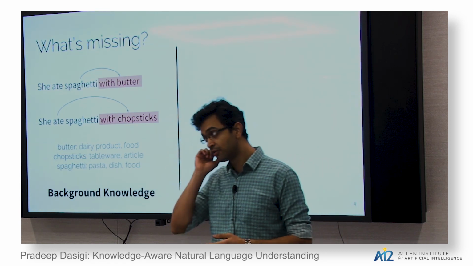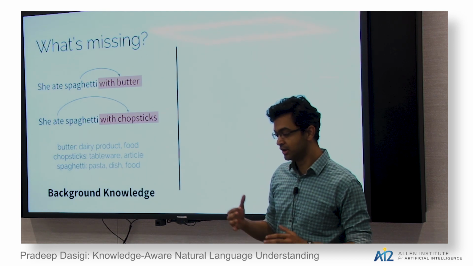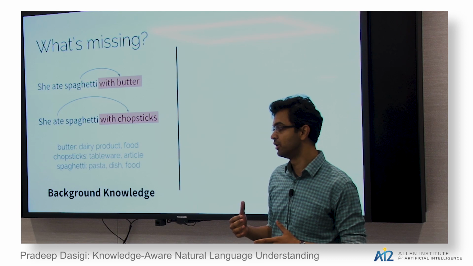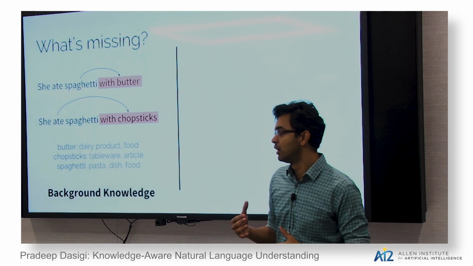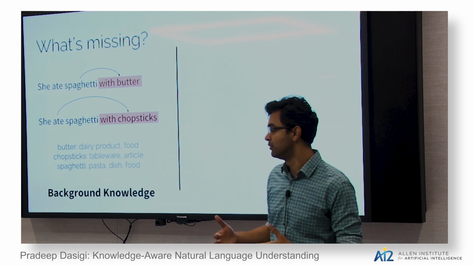We refer to this kind of knowledge as background knowledge. That's because this knowledge is not explicitly present in the utterances that are being encoded. It's based on some knowledge that we as humans share, and we just rely on that when we say things like this.